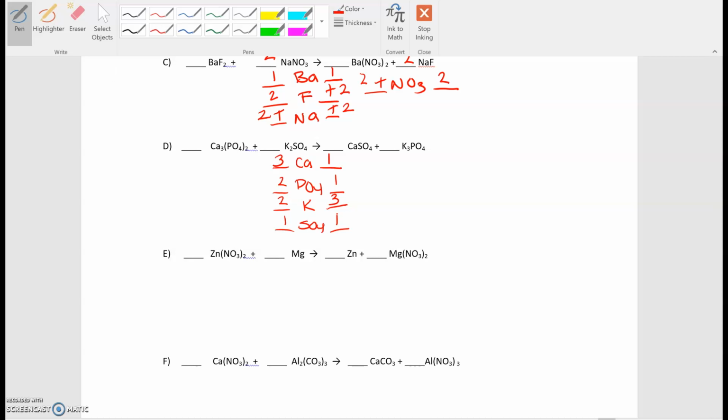If you want, you can start with calcium. Put a 3 here. That's 3 times 1 calcium, which is 3. 3 times 1 sulfate, which is 3. If you want to then balance the sulfates, you can put a 3 in front of the potassium sulfate, giving you 3 times 2 potassium, which is 6. 3 times 1 sulfate, which is 3.